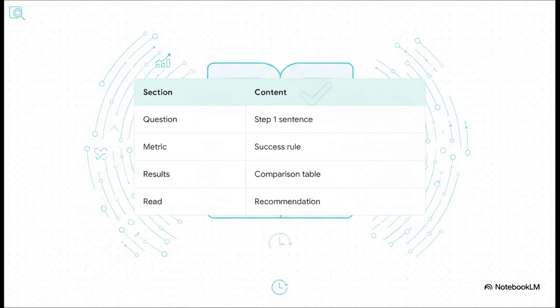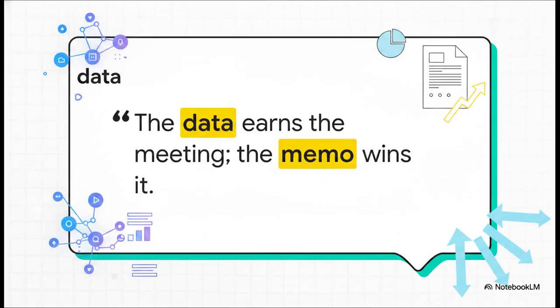It should just have the core question, the metric, the results, and your final recommendation, complete with an owner and a deadline. Your rigorously gathered data is really only half the battle. Synthesizing that data into a clear, decisive, one-page format is what actually ensures leadership can digest the information and approve your action plan. The data gets you in the room, but that memo, that's what wins the day.